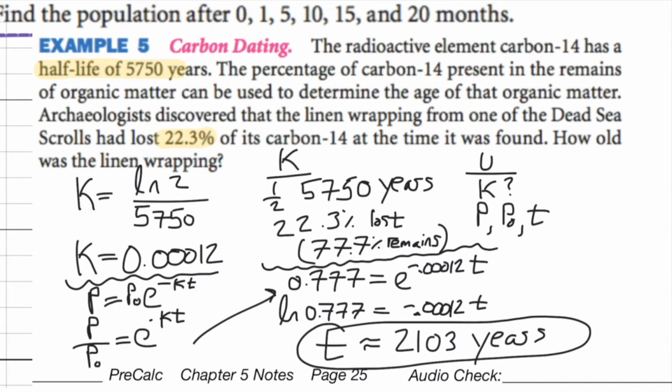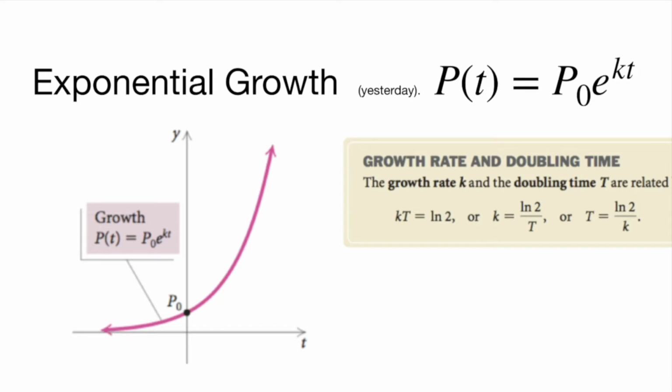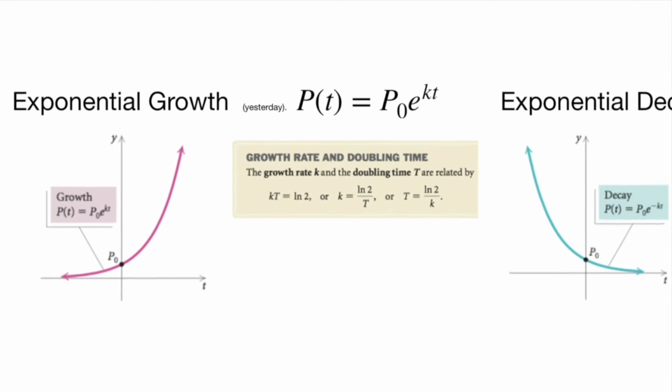In any case, you can divide both sides by negative 0.00012 and calculate it, and t is equal to 2103, which is actually historically accurate. There's lots of other evidence that says the Dead Sea Scrolls were written just before the time of 0 AD. If you check, you're not going to find any curium in the Dead Sea Scrolls.